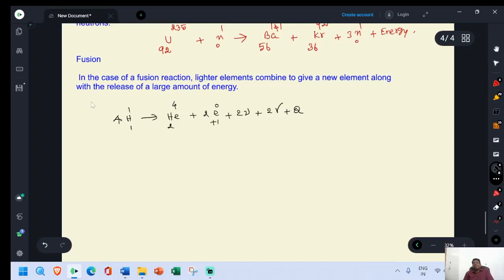In the case of fusion reaction, lighter elements combine to give a new element along with the release of a large amount of energy. Here 4 protons combine to form helium-4 with the emission of 2 positrons, 2 neutrinos and 2 gamma radiation, with the emission of an enormous amount of energy. So that's all about the types of nuclear reaction.